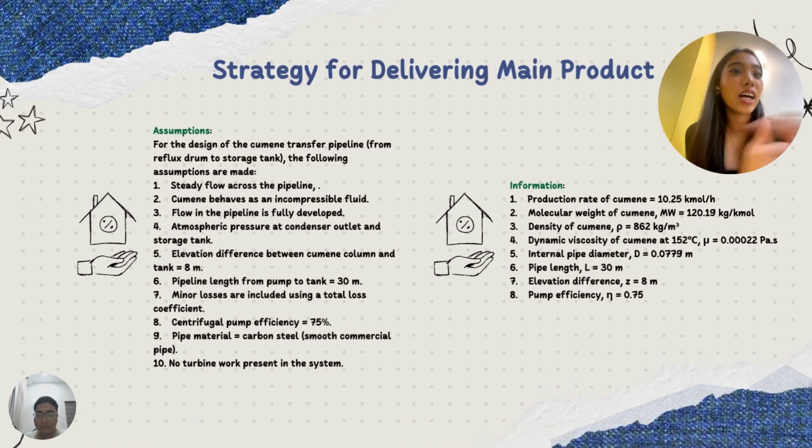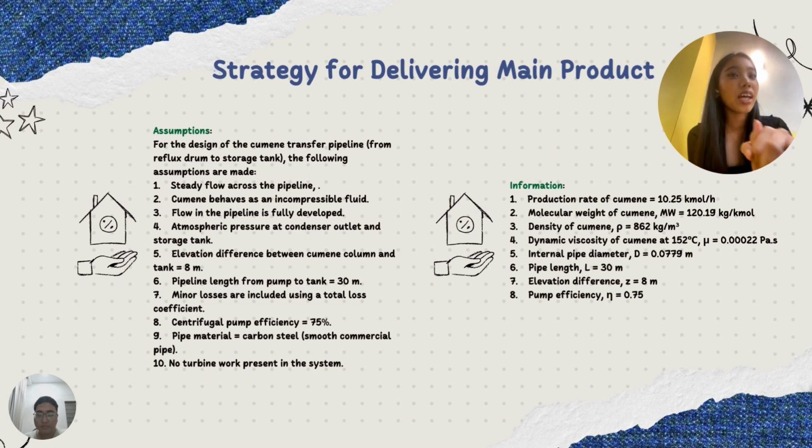To simplify the design calculations, several assumptions were made. The flow is assumed to be steady, fully developed, and incompressible. The pipe length is 30 meters and the elevation difference between the column and storage tank is 8 meters. Pump efficiency is 75% and minor losses from fittings and valves are also included in the system calculation.